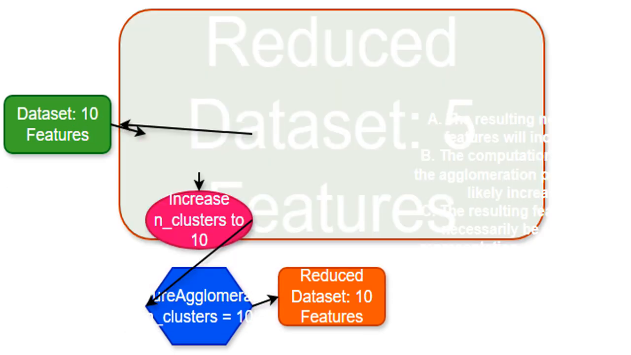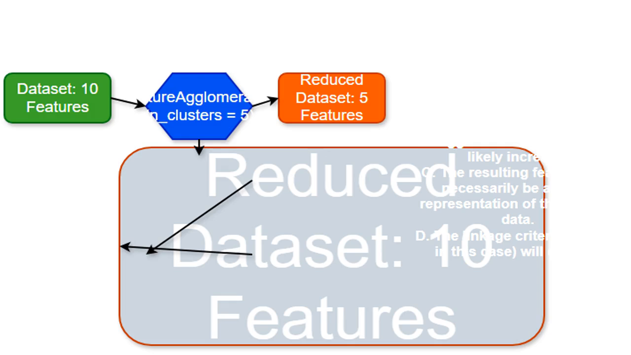After the initial feature agglomeration, with 5 clusters, I've successfully reduced my dataset's dimensionality from 10 features to 5. After performing feature agglomeration with 10 clusters, I now have a reduced dataset with 10 features, the same number as the original dataset. This illustrates that increasing the number of clusters doesn't always reduce dimensionality. It's important to find a balance between dimensionality reduction and preserving useful information.